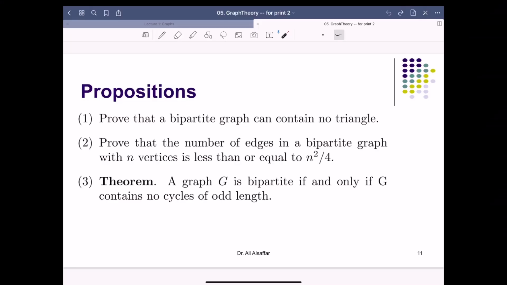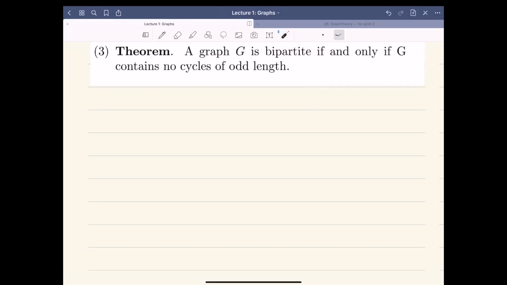For example, number 3 says a graph is bipartite if and only if it contains no cycles of odd length. So this is a generalization of problem number 1. Number 1 says no triangle, but here it says no odd cycle. So any cycle of odd length 3, 5, 7, if the graph has this cycle, then it is not bipartite. The theorem is if and only if, so we have to prove it in two directions.